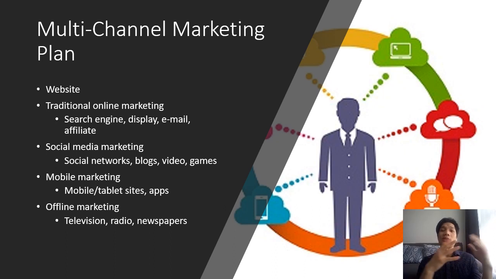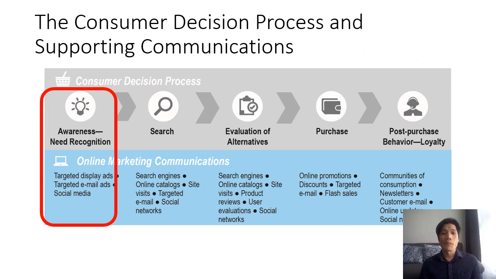And of course, there's the more traditional offline marketing, which is television, radio, and newspapers, as we know. Now, the important thing is to keep the message cohesive if you're going to use a wide range or variety of tools at your disposal. Now, the consumer decision process starts from the awareness point.